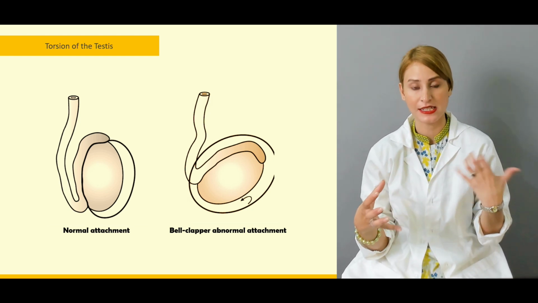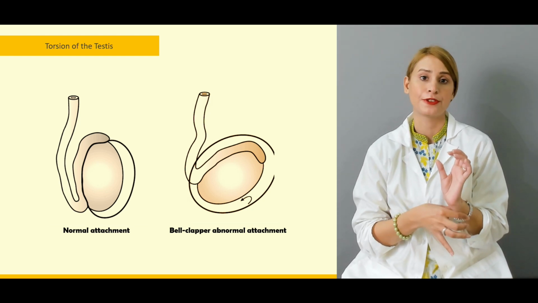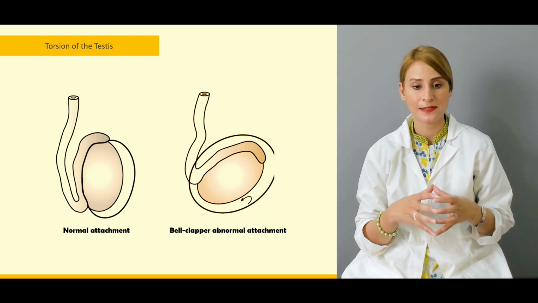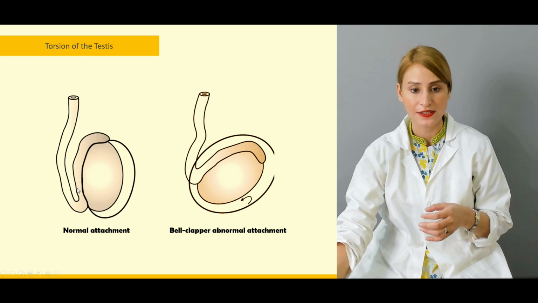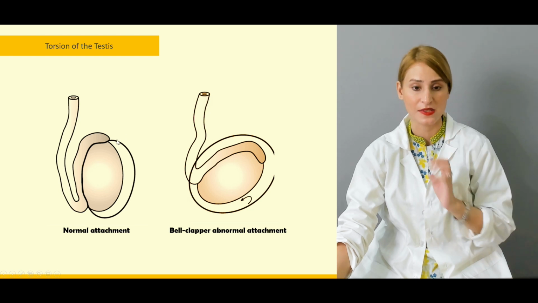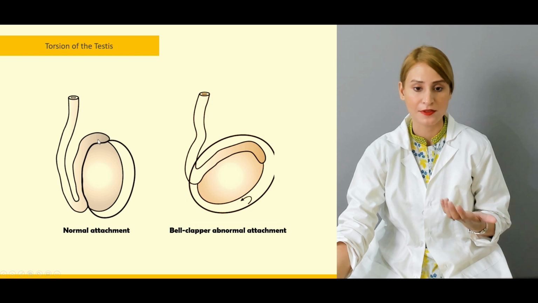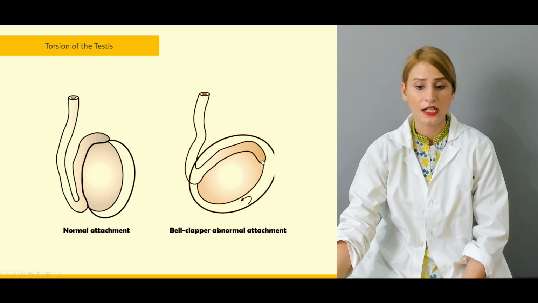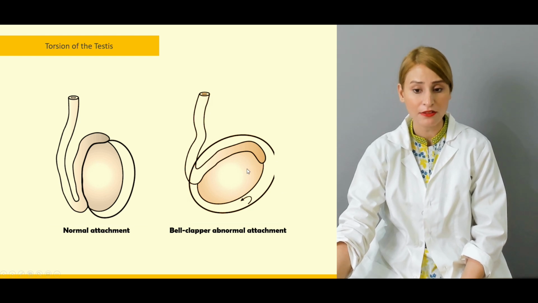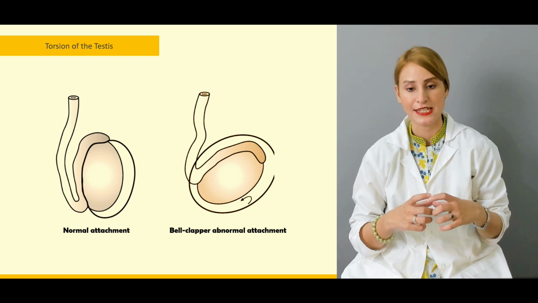And the important thing is the torsion of the testes, which is also a surgical emergency, and the viability time for the testes is 6 hours. So you should always go for urgent surgical exploration. The cause behind the torsion of the testes is, like you can see here in the diagram, this is the epididymis, the tail of the epididymis and the head of the epididymis. The normal attachment of the epididymis to the testes is like this. And the abnormal attachment is the bell clapper, a kind of bell clapper appearance of the testes.